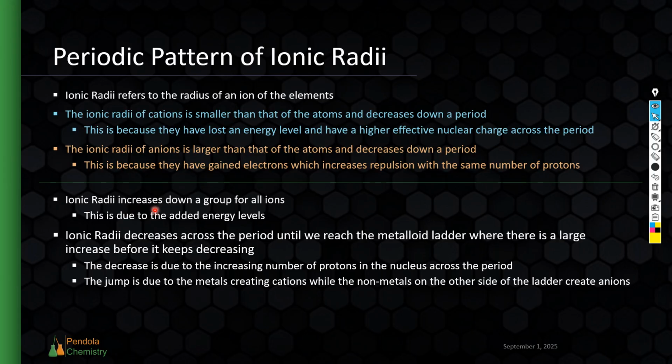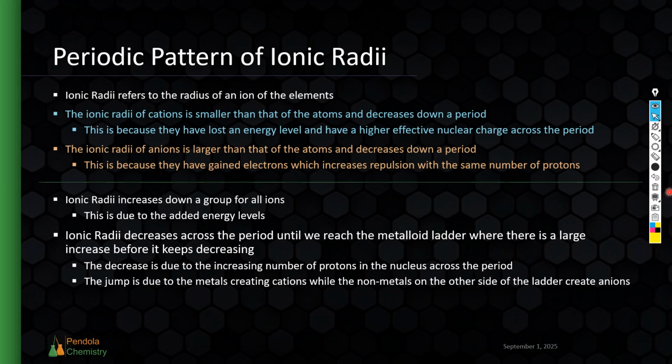Now, ionic radii are going to increase down a group for all ions, and that's simply because of the added energy levels. Simply put, because atomic radius increases down a group, so does ionic radius, because larger atoms make larger ions. Ionic radii decrease across a period, and this is where it becomes important for you to know these 2 prior points, because as we reach the metalloid ladder, we have a shift. So it's not a decrease across a period, but when we get to the metalloid ladder, we're shifting from making cations to making anions.